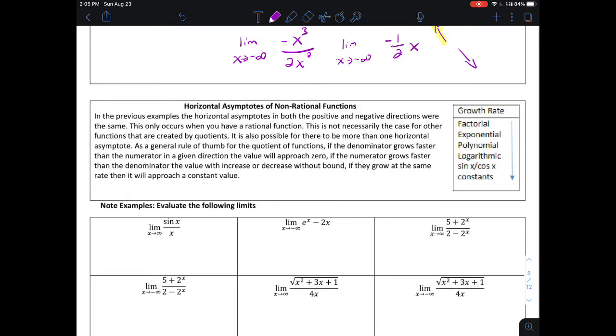Now let's look at functions that are not comprised of polynomials. In fact, it says non-rational functions here. So for horizontal asymptotes, I could have exponential functions, trig functions, and so forth. Now, to determine the rate of growth between numerator and denominator, I have a growth rate chart here that talks about what goes from fastest to slowest. And the highest growth rate is the factorial function, which is x exclamation mark. That's the factorial. And then it decreases all the way down until you get to a constant, which basically has no growth rate because it's constant, zero slope.